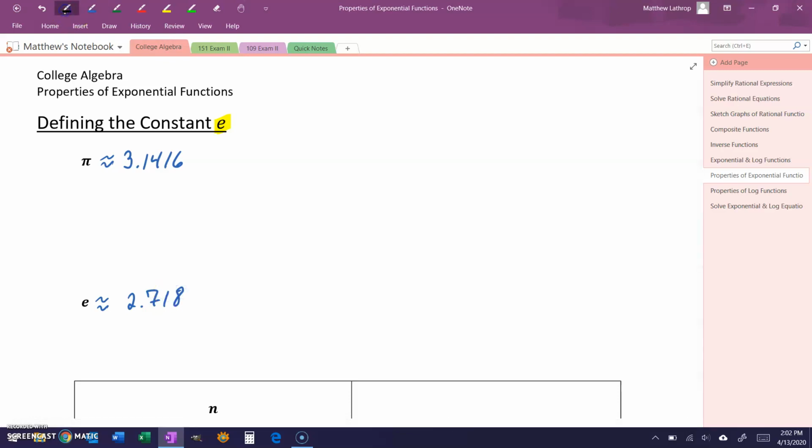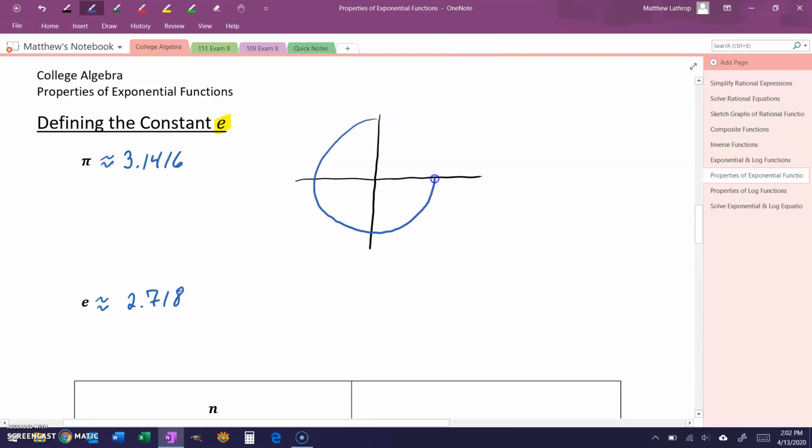Our value for pi was probably derived in a geometry course that you took in the past. But if we consider a circle with a radius of r, then what we can do is construct the function c equals 2 pi r, meaning the circumference is equal to 2 pi times the radius.